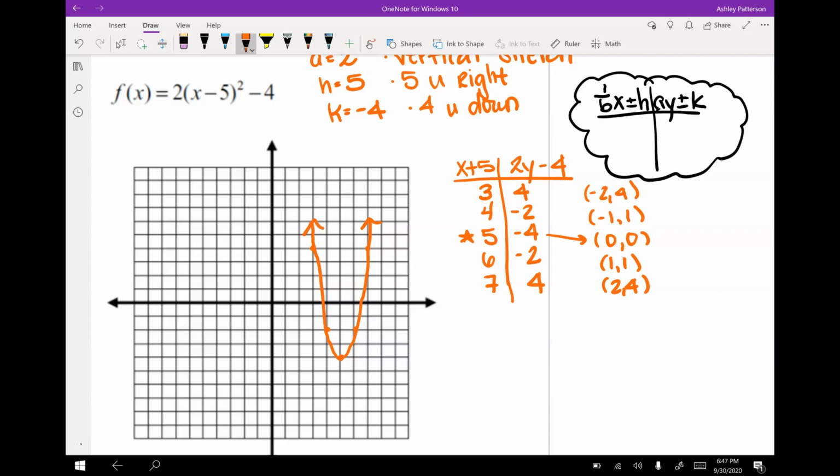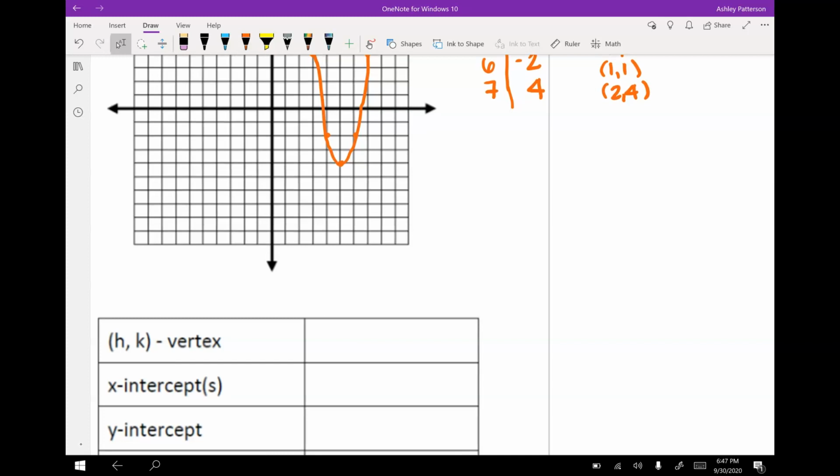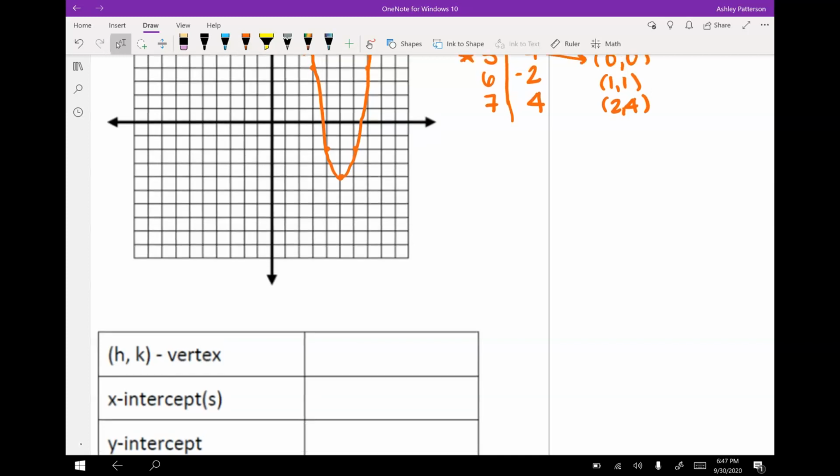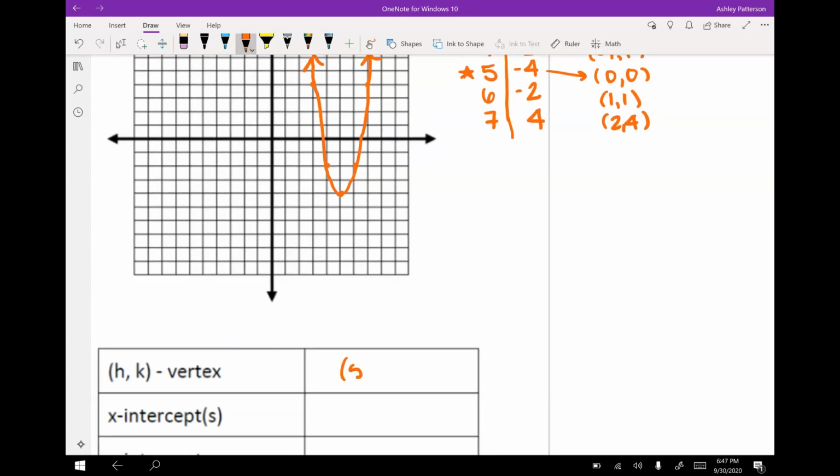Sweet. All right, characteristics. We just talked about the vertex. It is our hk, so that would be 5, -4. The x and y intercepts. Now I can see that x intercepts exist, but I don't know what they are. I know I'm going to have to find them algebraically, so I'm going to wait. Same with the y-intercept. I know that it's going to exist, but I don't know what it is yet, so let's wait.